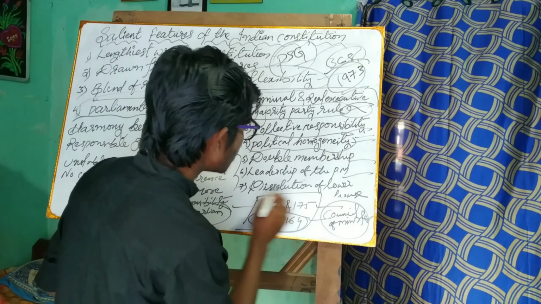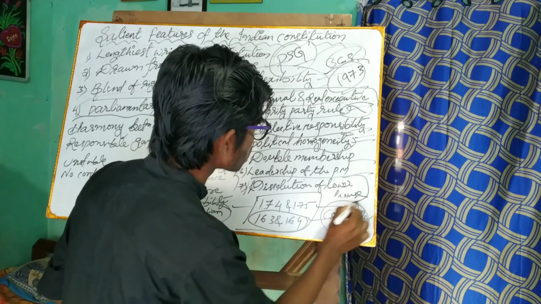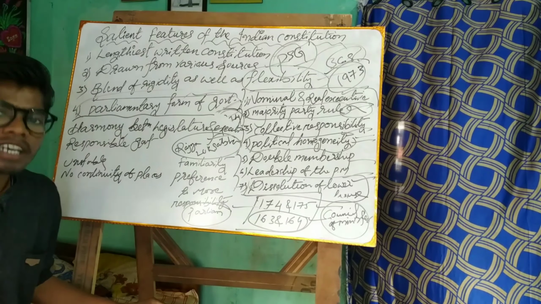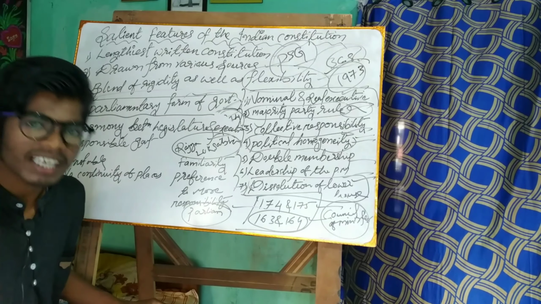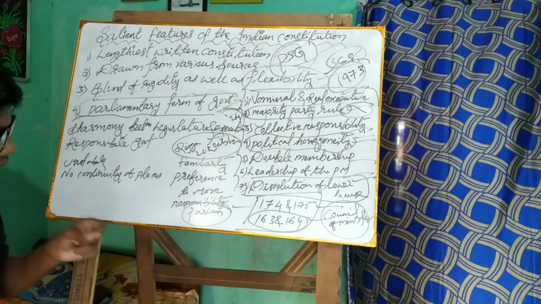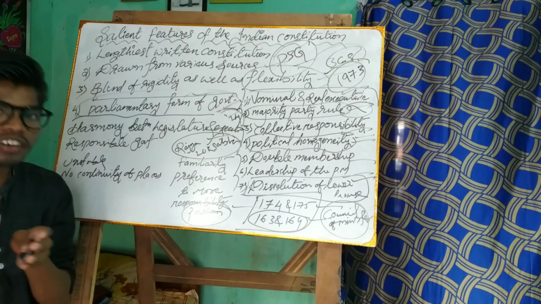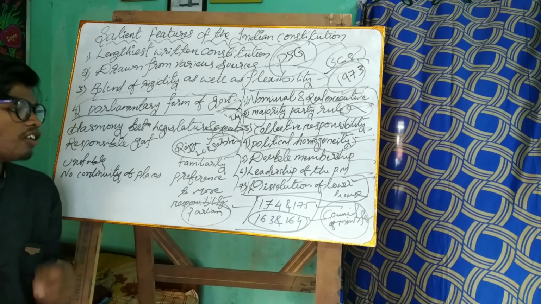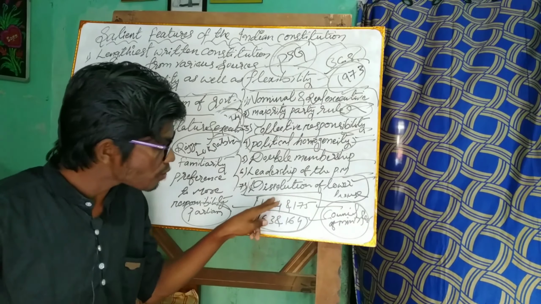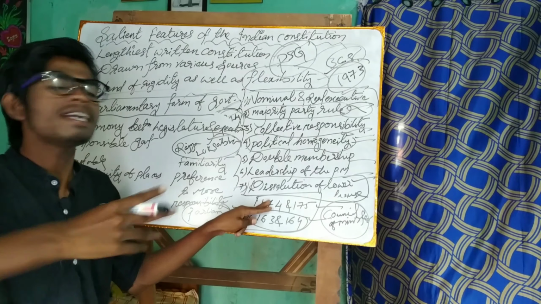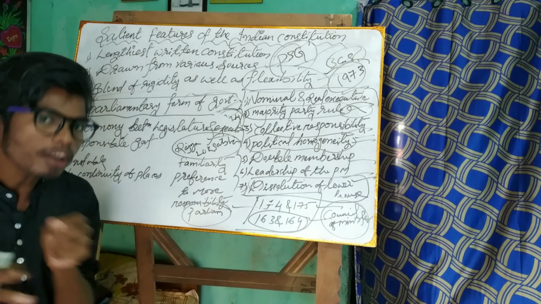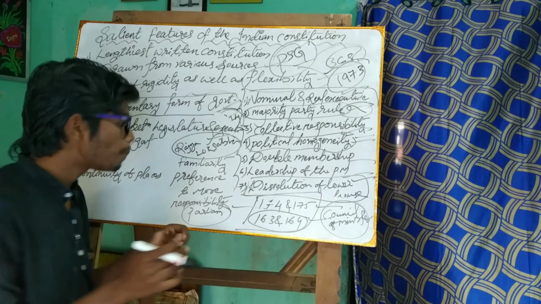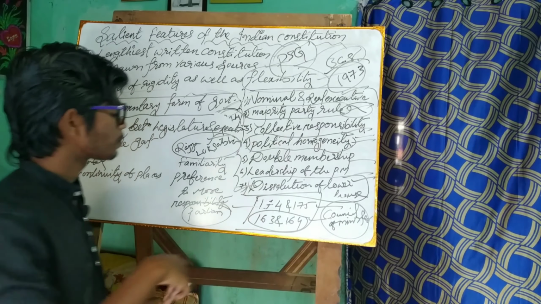And the next one, the dissolution of the lower house of the parliament. That means the lower house of the parliament can be dissolved in the parliamentary system of government, and that can be dissolved by the President of India on the recommendation or on the advice of the Prime Minister of India. That means the lower house, the Lok Sabha, can be dissolved by the President only on the recommendation of the Prime Minister, who is in power of the majority party rule.